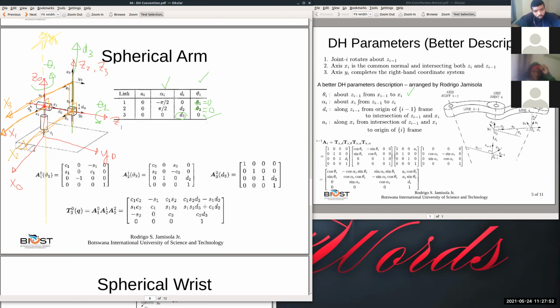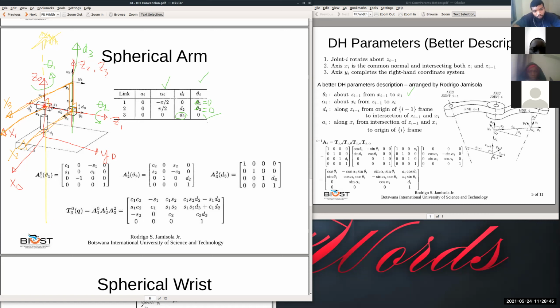So alpha 1 is about x1. So where is your x1? X1 is here. So about x1 from z0 to z1. Where is z0? Z0 is there. Where is z1? It's here. So now listen, this is very important. If that is your x1, you put your thumb on the x1 and then put the four fingers along z0. There. So x1 there and z0 is here. So from z0 to z1, you twist there, in this case in the negative direction. The positive direction is going there, but z0 is there, and then you go to z1.